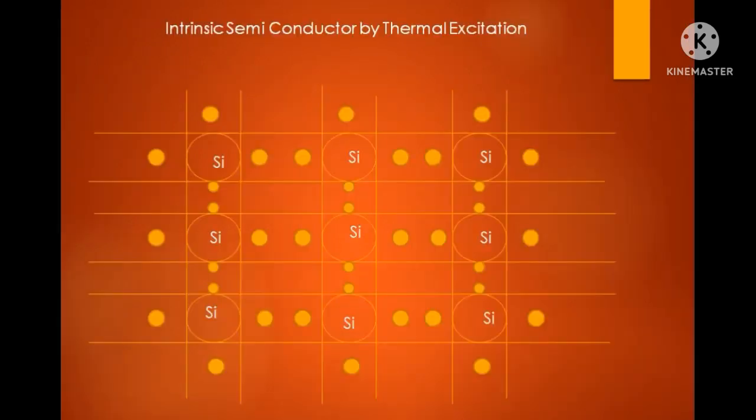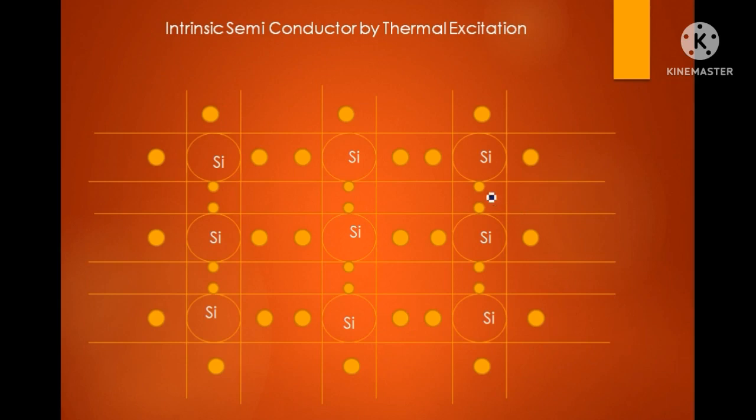We will basically discuss the mechanism of an intrinsic semiconductor. So how can we increase the conductivity of an intrinsic semiconductor? These are basically pure semiconductors where no impurities are added. In order to increase their conductivity, we have to use thermal excitation. That means if we increase the temperature, then the electrons get excited and move from the valence band to the conduction band.